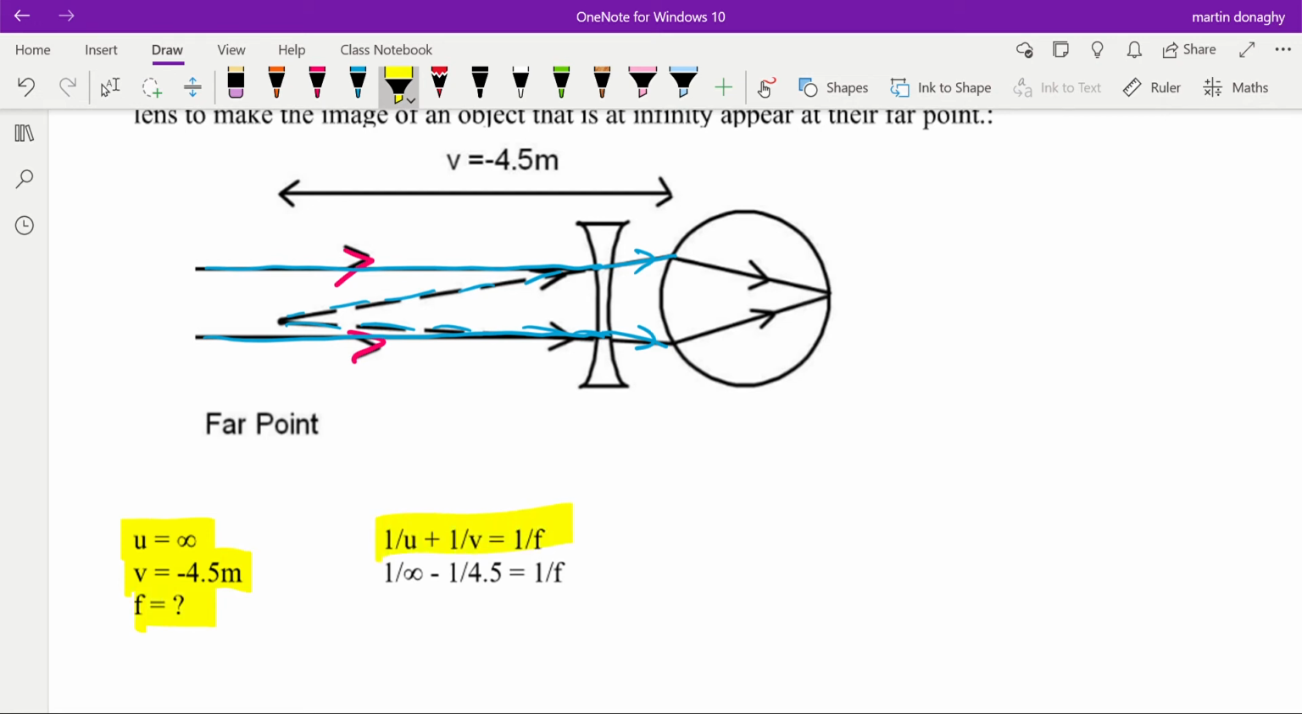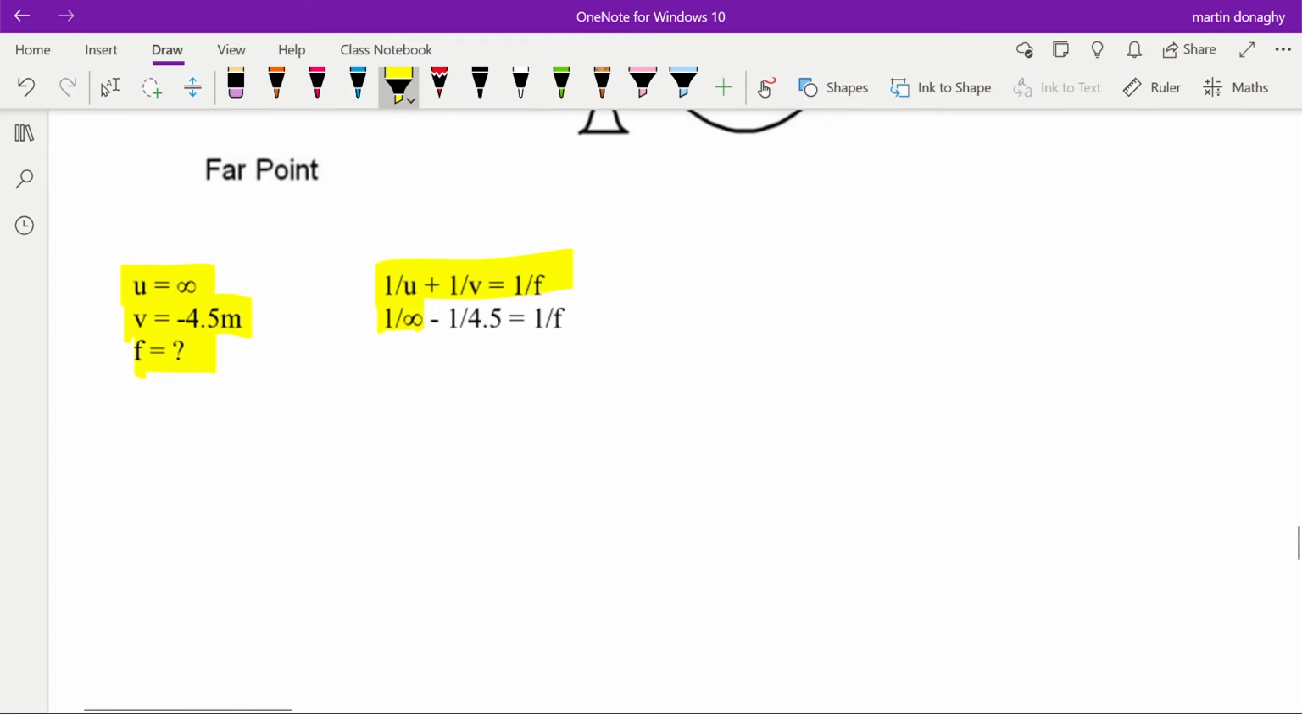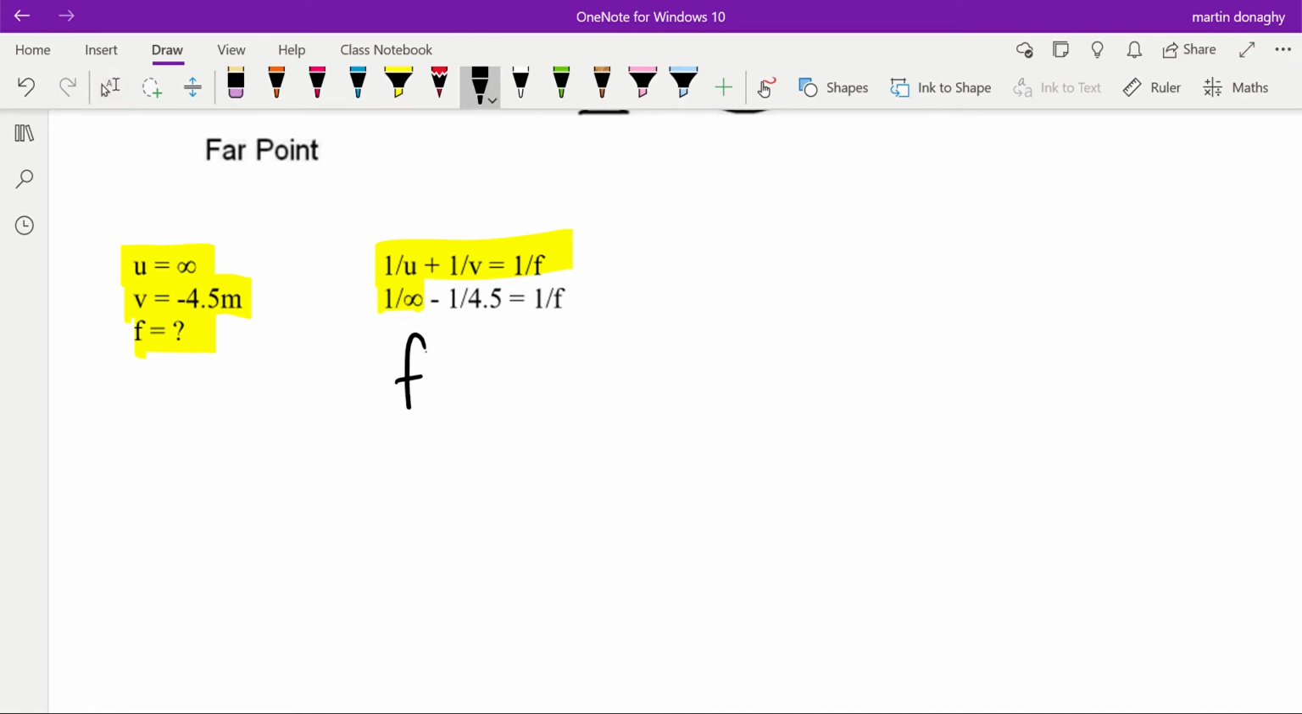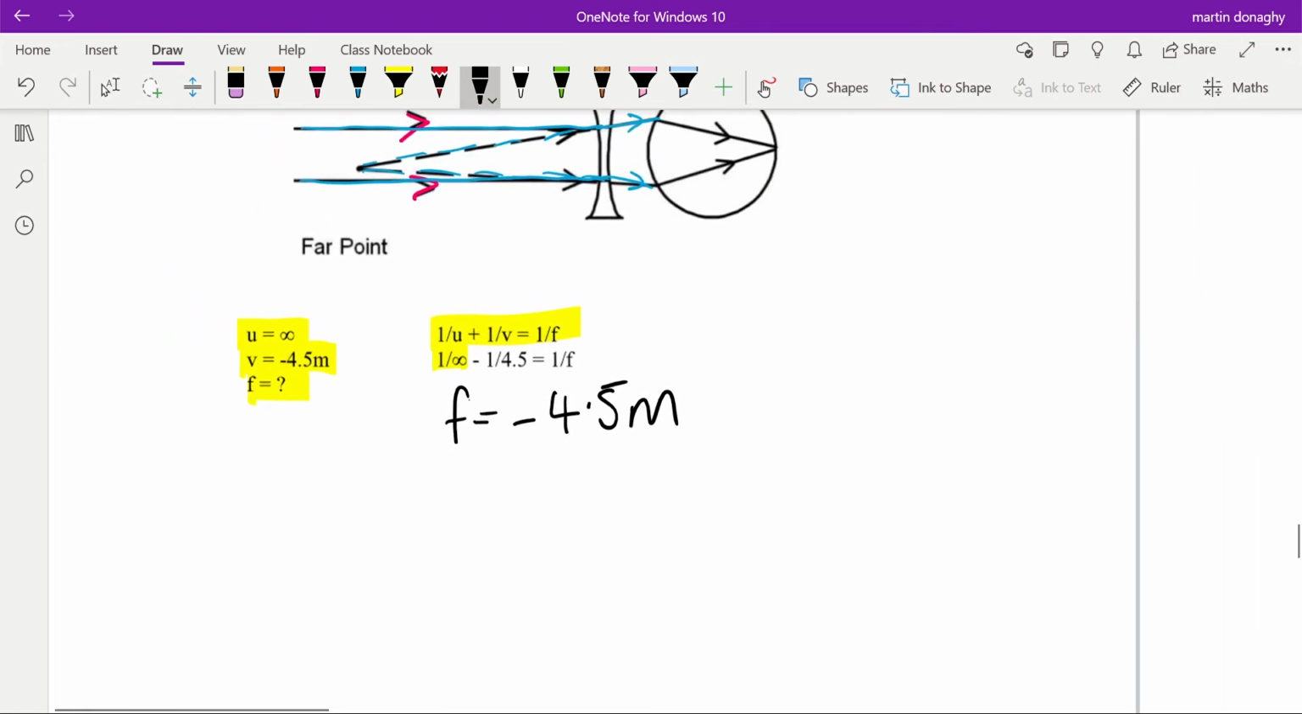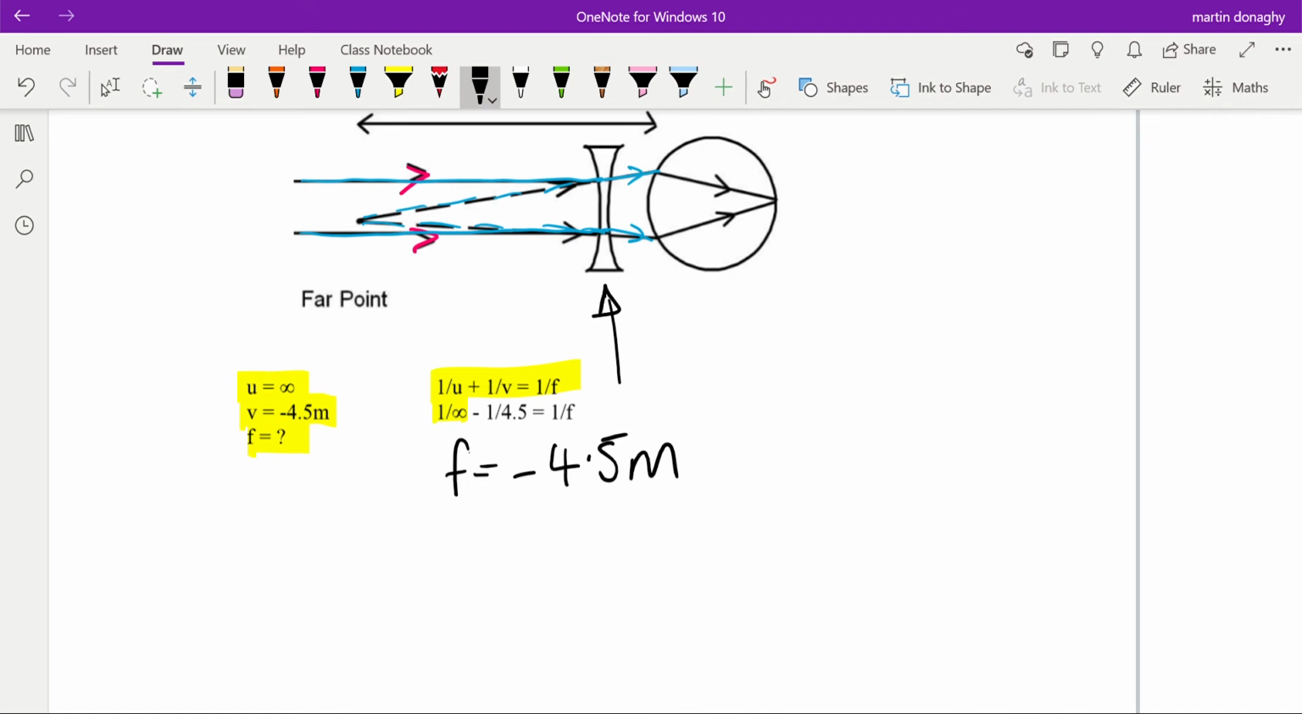We write out our lens equation, just the same one we use, doesn't matter that it's for corrective vision here, and we put in our values. Now 1 over infinity minus 1 over 4.5 equals 1 over f. 1 over infinity, well, the bigger a number we divide by, the smaller that gets. So 1 divided by 2 is 0.5, 1 divided by 20 is 0.05, 1 divided by infinity is 0. So we can just ignore that term, which means that f is minus 4.5 meters. Okay, the minus sign confirms to us that it is a diverging lens that we use there.